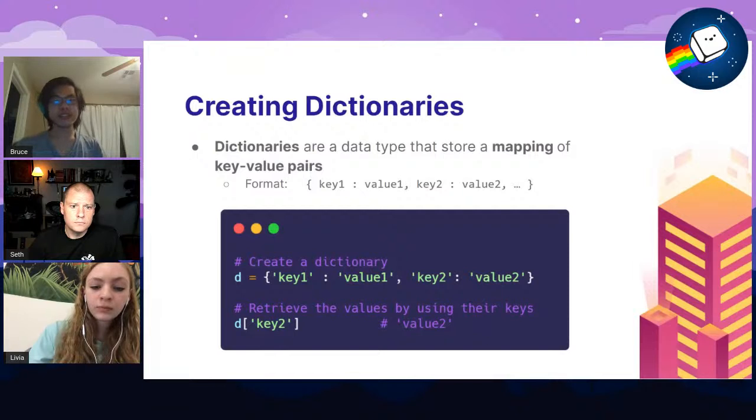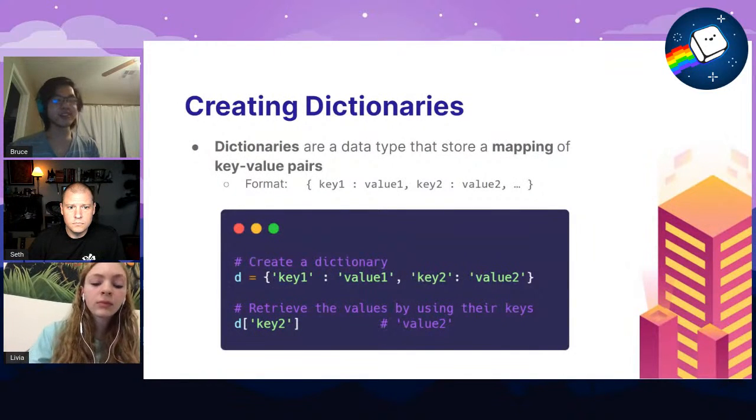So what are dictionaries? Dictionaries are the data type that store a mapping of key value pairs. What does that mean? Let's look at this example. In this dictionary, we associate each key with a different value, right? Key 1 is associated with value 1. Key 2 is associated with value 2. And keep in mind here that key 1 and key 2 are strings.